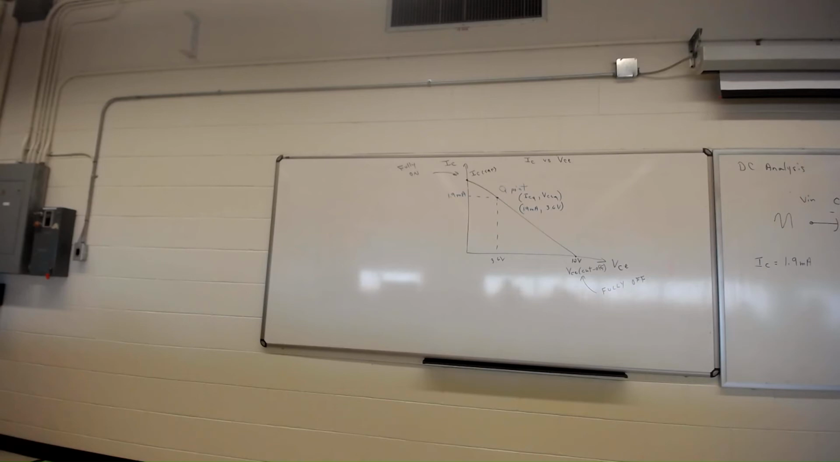Now, in your circuit, there's a third capacitor that's added. So I'm going to put this other capacitor right here. Right over here, there's another capacitor. It's called C3.